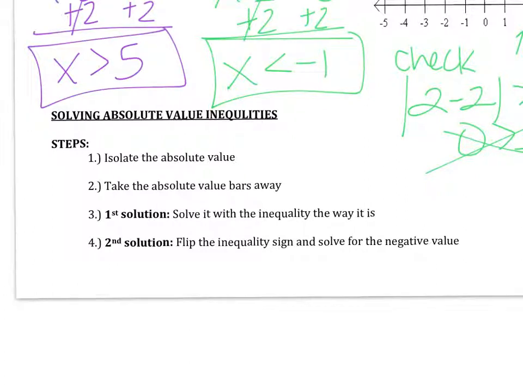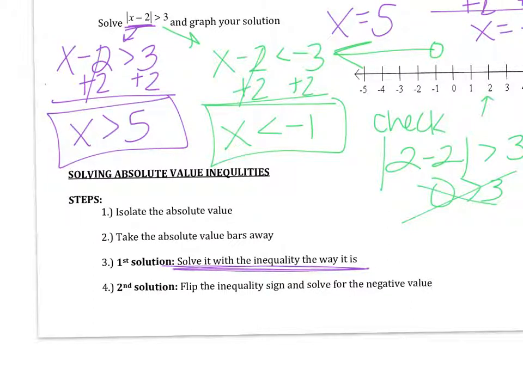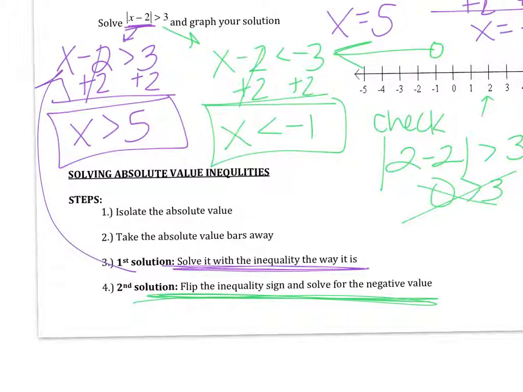Listed here are the steps to solving absolute value inequalities. The first thing you want to do is isolate that absolute value, and we did that in previous chapters. You're going to take the absolute value bars away to solve. For the first solution, you are going to leave it the way it is. You're not going to change anything, just get rid of those absolute value bars, similar to what we did in the previous problem right here. We just took the x minus 2 is greater than 3. For the second solution, you're going to flip the inequality sign and solve for the negative value, which is what we did here.